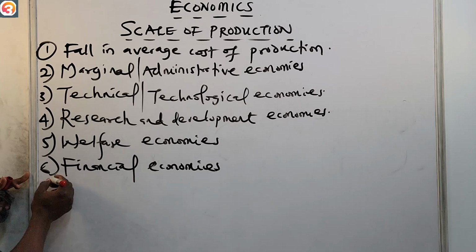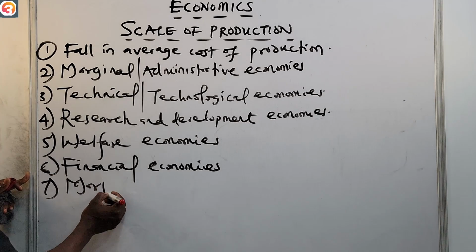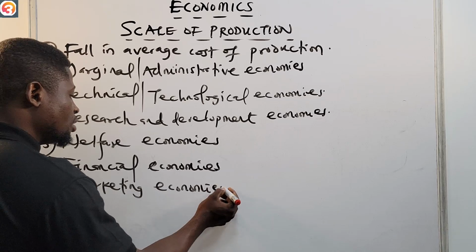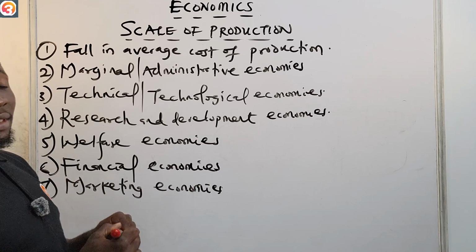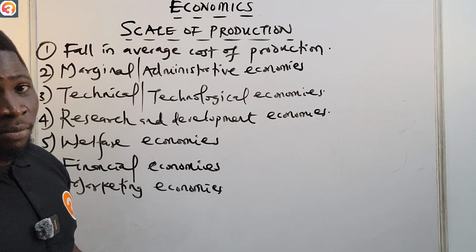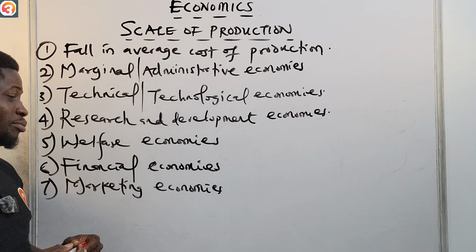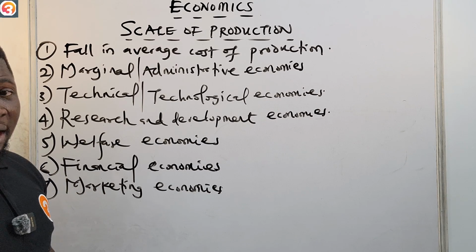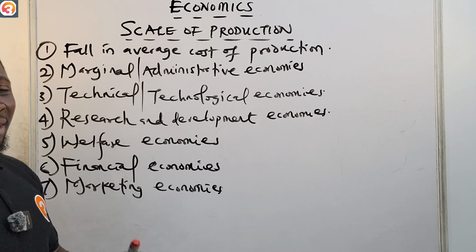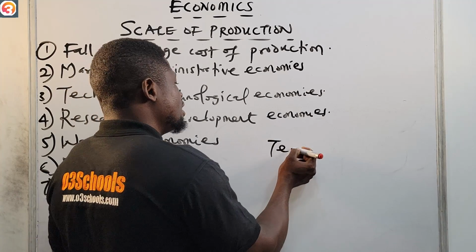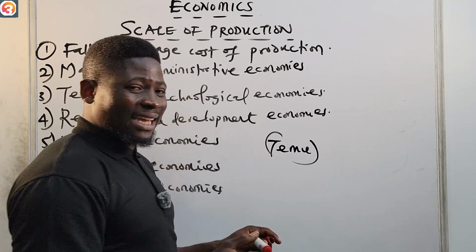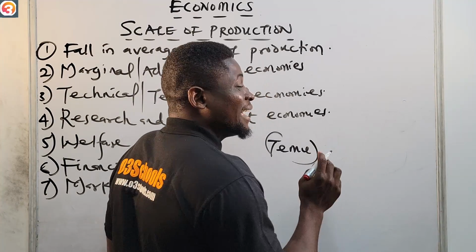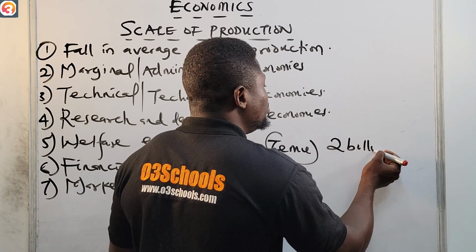Then last, number 7, we also have marketing economies. Large firms have a large marketing budget, so they can spend a lot of money marketing their products. I don't know if any of you know about Temu. We were told that when they came into the market, they came in with a marketing budget of about $2 billion.